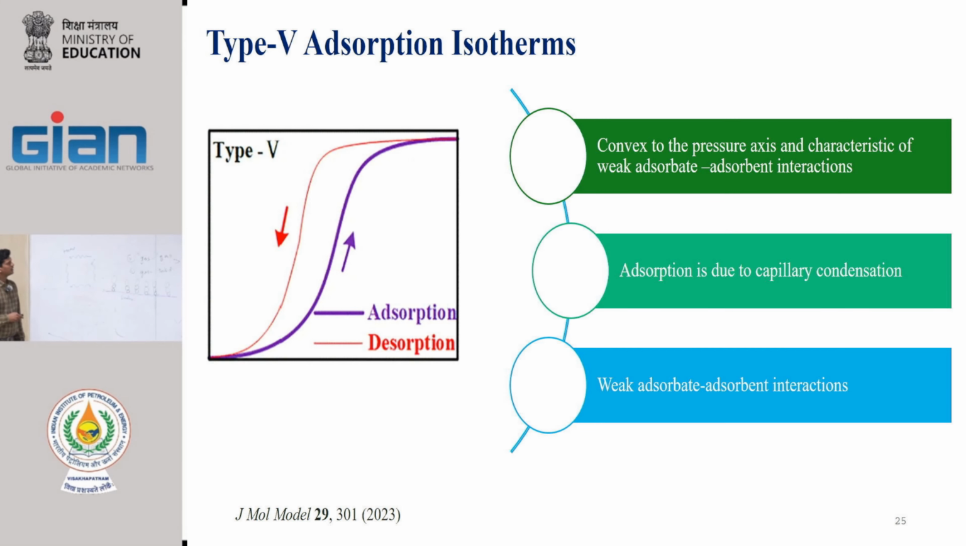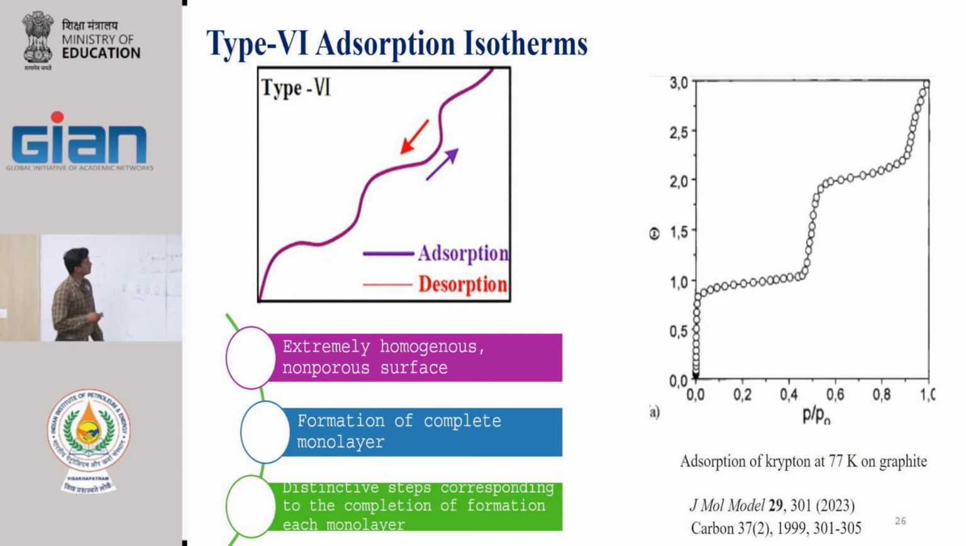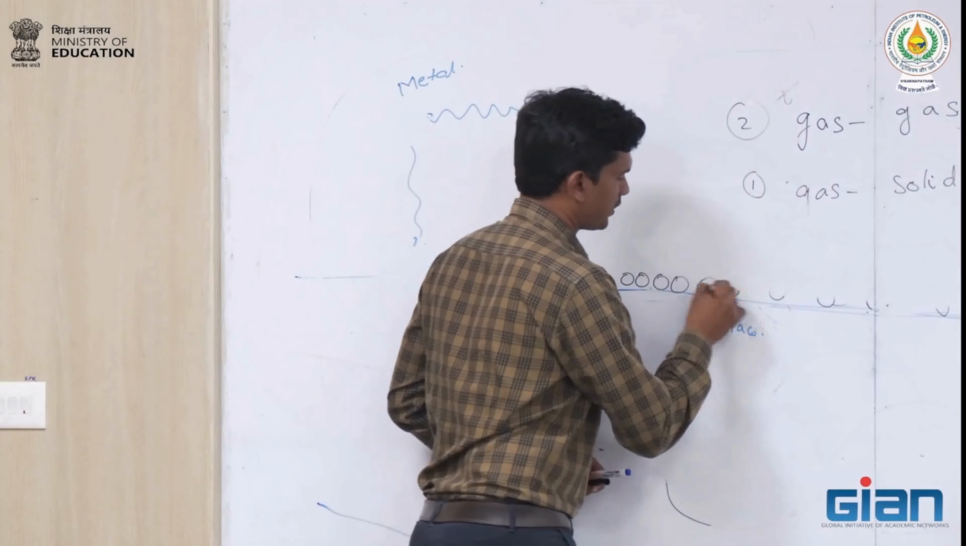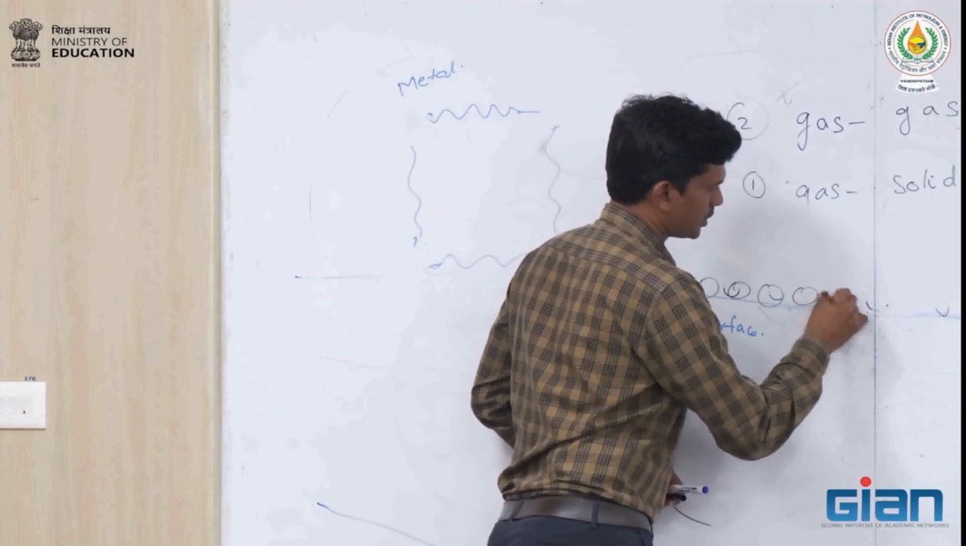Okay, type 6 is a very good one. It's like a very good student. In the type 6 adsorption isotherm, the gas molecules follow a regular pattern. This happens when the solid surface is uniform. That means the gas molecules will first try to fill all the surface sites, that is here.